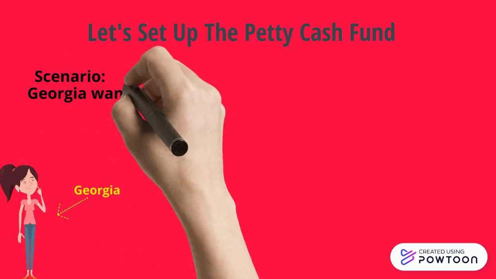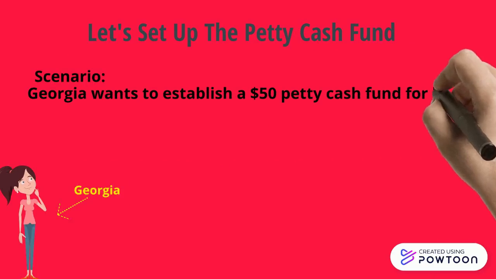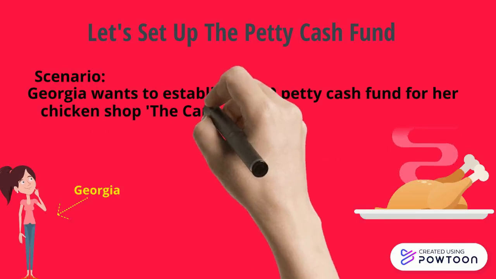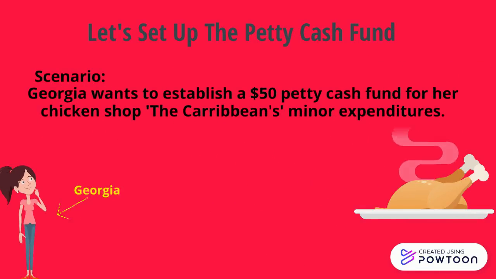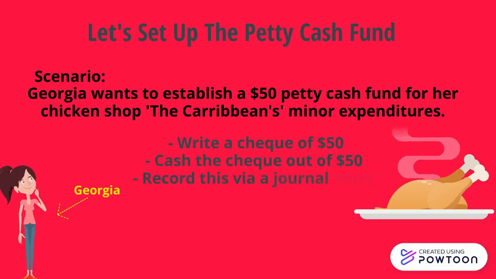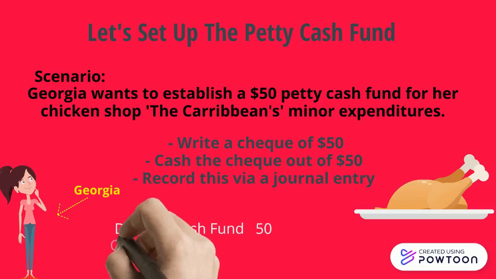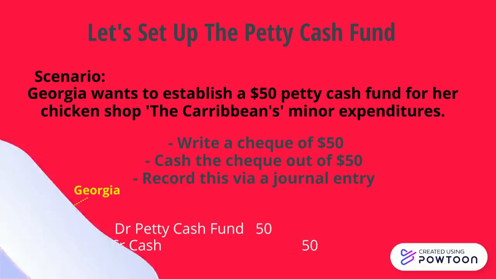Let's say Georgia wants to establish a $50 petty cash fund for her chicken shop, The Caribbean's minor expenditures. Well, what are we going to do? We're going to write a check of $50. Then we're going to cash the check out of $50. And then we have to record this via a journal entry. So, let's do this. We're going to debit the petty cash fund of $50 and credit cash.